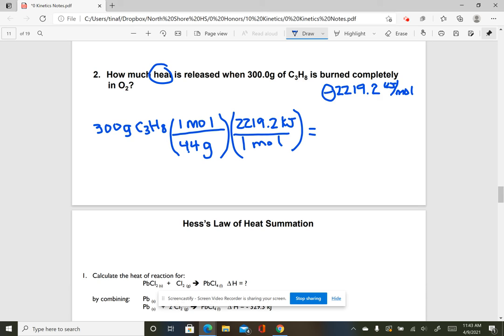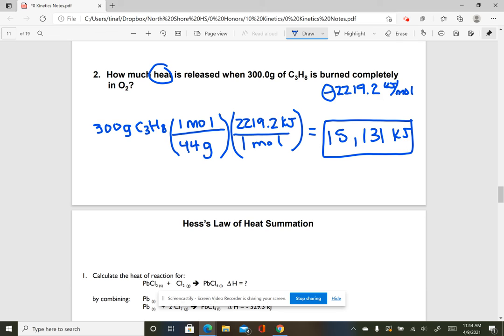Okay, so I'm going to multiply 300 times 2219.2, and I'm going to divide by 44, and I'm going to find that it's 15,100, I'm going to round to the nearest whole number, 31 kilojoules of energy are released.